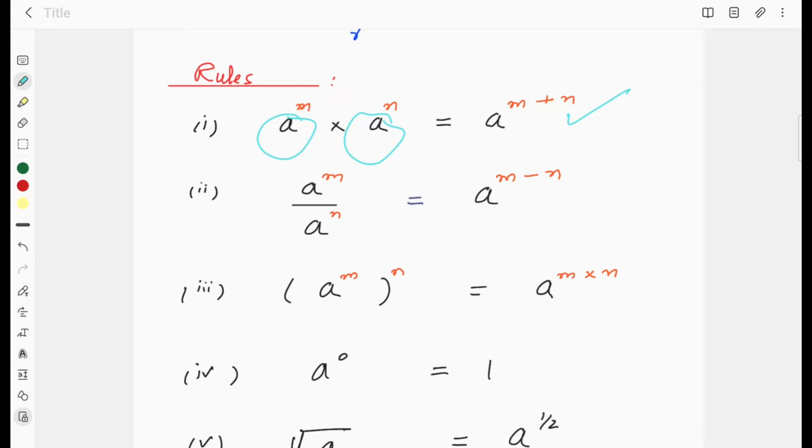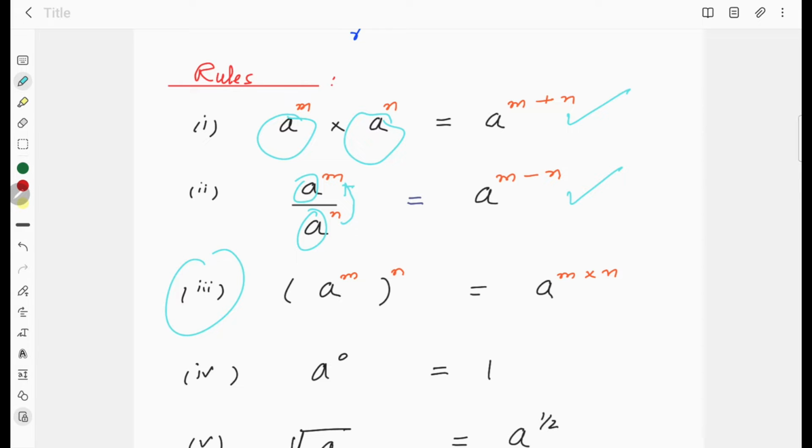In case rule number 2, if a raised to the power m is divided by a raised to the power n, and we can see the bases are same, then the power in the denominator will go up and get changed. So I will write a raised to the power m minus n.